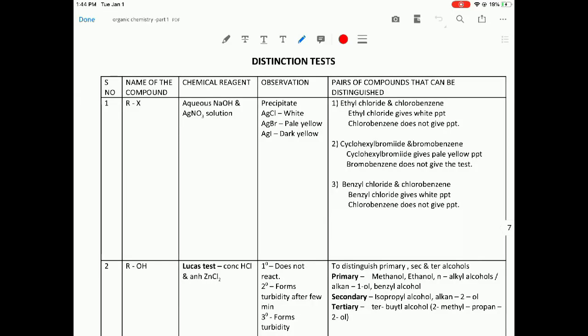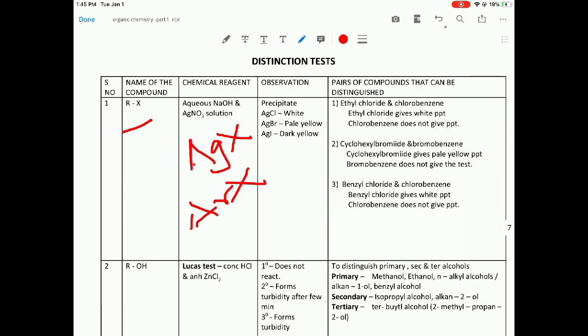Here we are discussing the distinguishing tests between organic compounds. Let's start with the first compound, alkyl halides. Alkyl halides, when treated with aqueous NaOH and AgNO3, give us a precipitate of AgX. This test is only for alkyl halides. Aryl halides do not respond to this test.